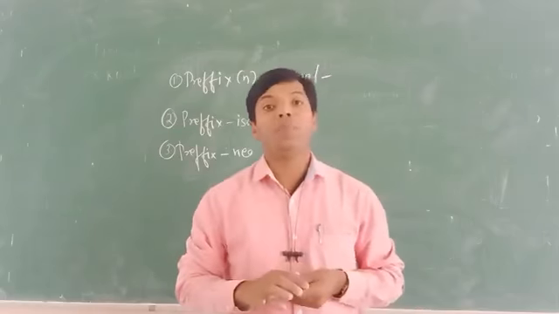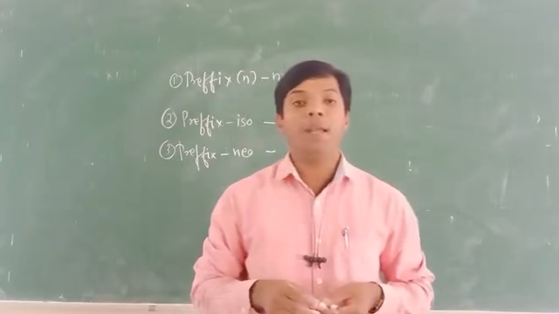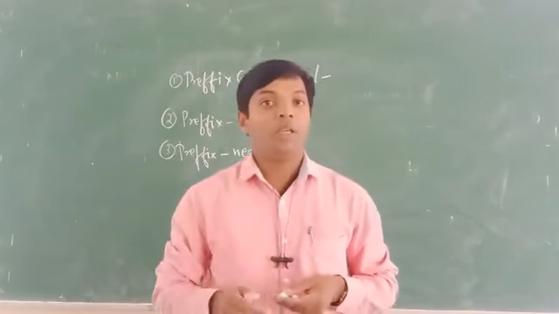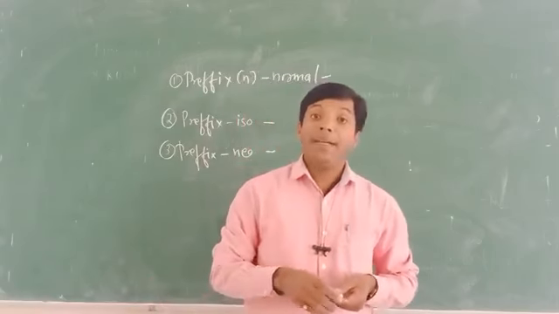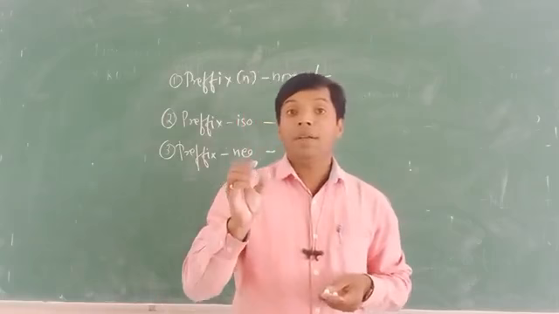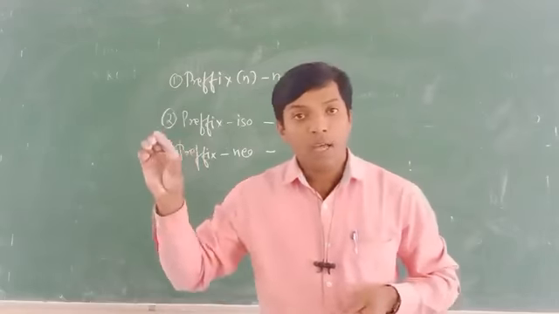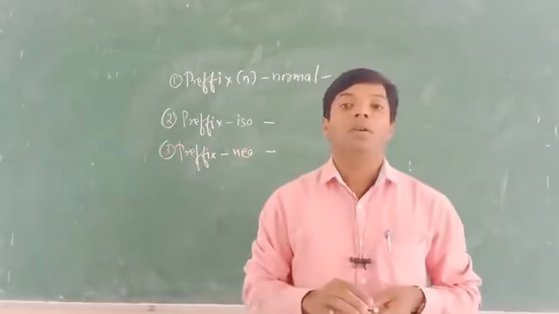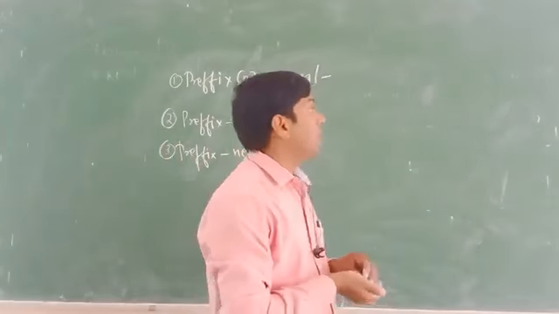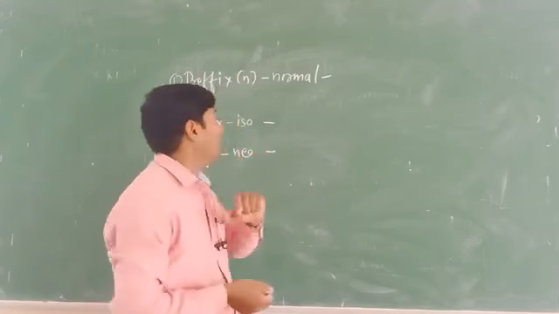When can you use these prefixes? If the compound contains all the carbon atoms in a straight chain manner, in an open chain manner, at that time you can use n as a prefix. For example, I can call n-propane, n-pentane, n-hexane, n-heptane. Here n indicates normal. In that particular compound or formula, all the carbon atoms are bonded in an open chain manner. That is called prefix n.